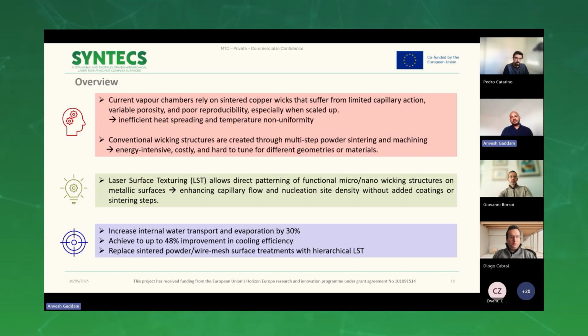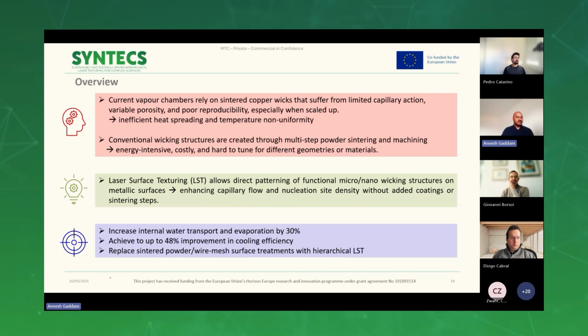The conventional wicking also has multiple steps involved in the process, and it is energy intensive since the sintering process is involved. It is also difficult to tune for different geometries if you want to optimize the structure and optimize the capillary and heat transfer properties on the surface. So with laser surface texturing, we wanted to create different micro and nano wicking structures on the metallic surface to replace the sintered wicks, which are intended to enhance the capillary flow and the nucleation site density on the surfaces, and also increase the heat transfer on the surface.